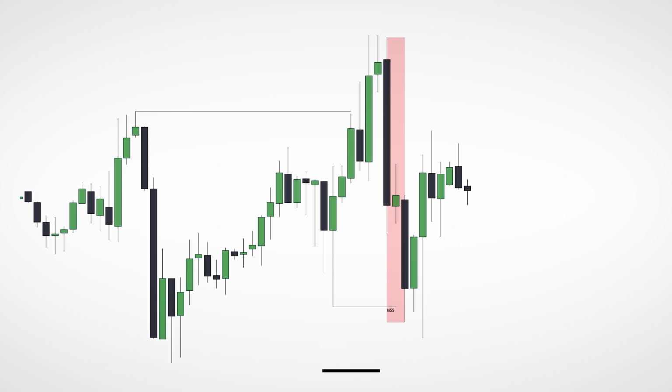Then I want to take note of my dealing range. So from the highest point to the lowest point, I want to get my 50% level as that equilibrium. So I have my structure in place. We just took out liquidity followed by displacement, and I have my dealing range.